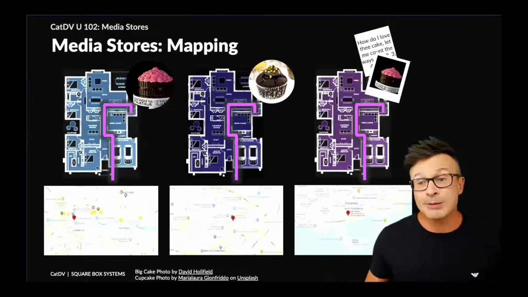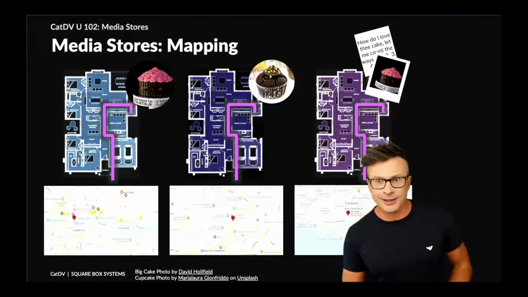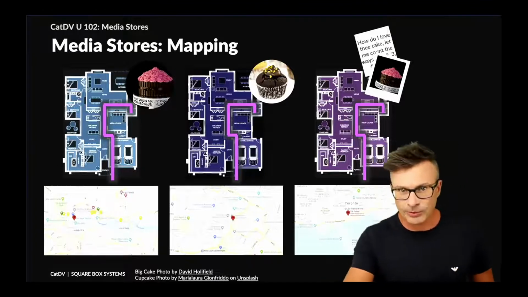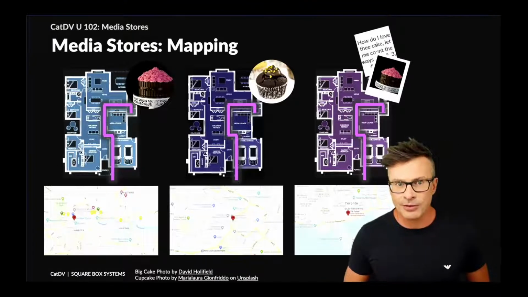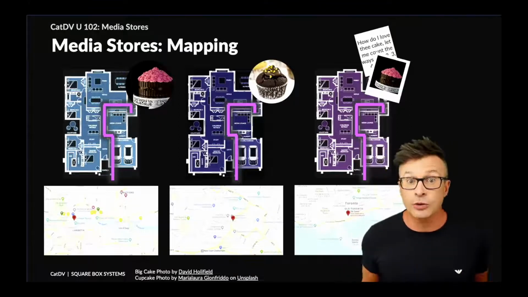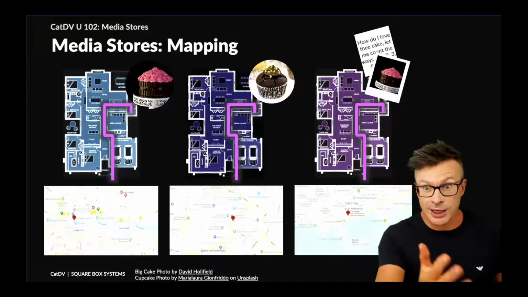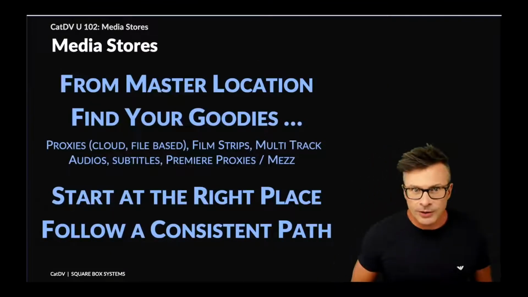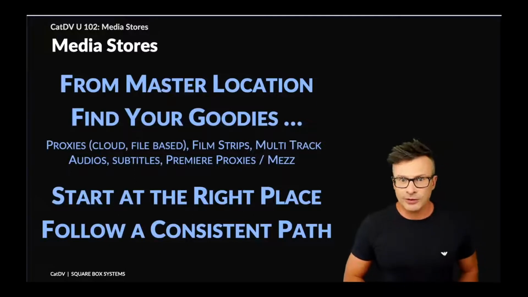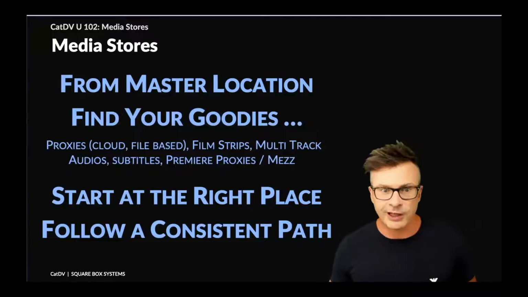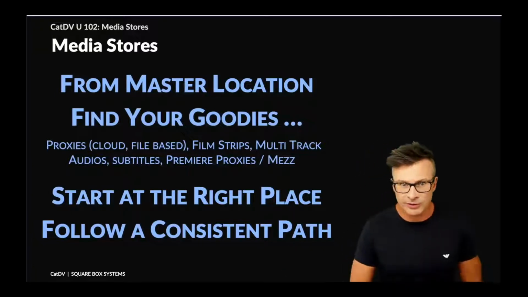So the concept that I'm trying to talk about in this slightly cheesy way is that we have a base location. These are the maps at the bottom. And then we have a relative path that allows us to find the related artifact to my master media, my master cake in this case. So what we're trying to do is show with a media store how to map these master locations to your goodies. And the goodies are proxies, film strips, multitrack audio, subtitles, Premiere proxies, mezzanines.